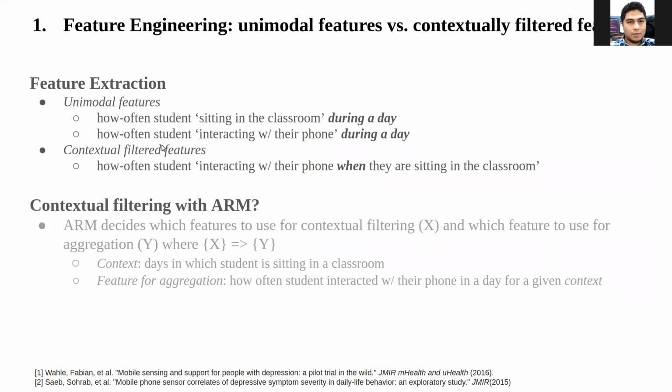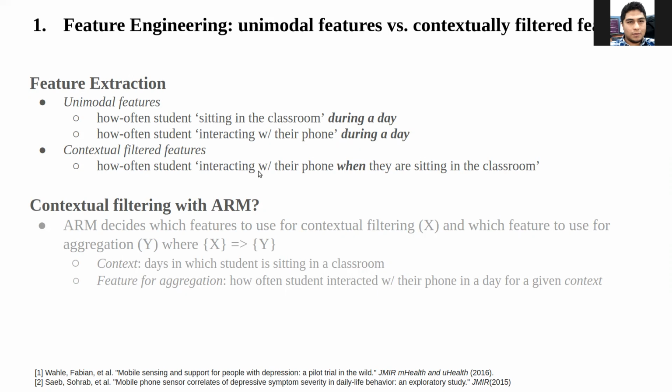But what contextually filtered features are saying is that instead of averaging or aggregating across all the days, they want to aggregate across specific days when certain contexts occur. Here, the context is when the student is sitting in a classroom. If this context occurs, only for those days, we want to compute the average of daily phone interaction time.